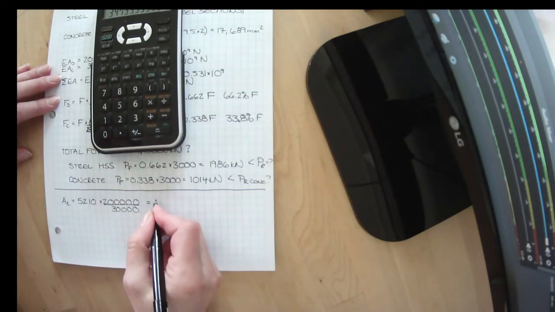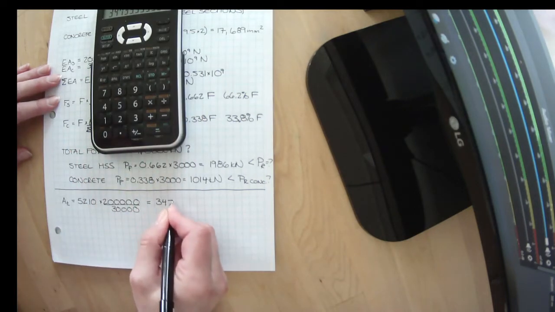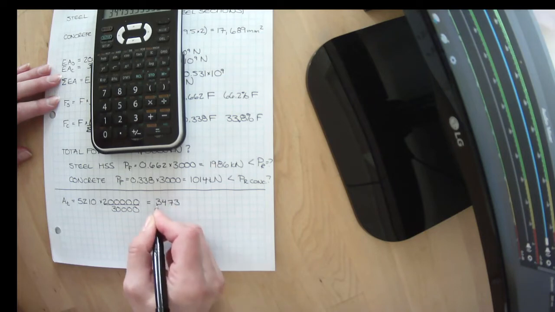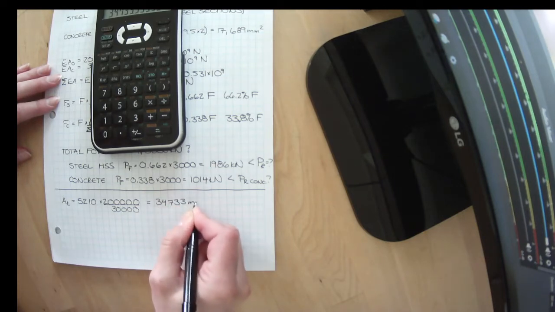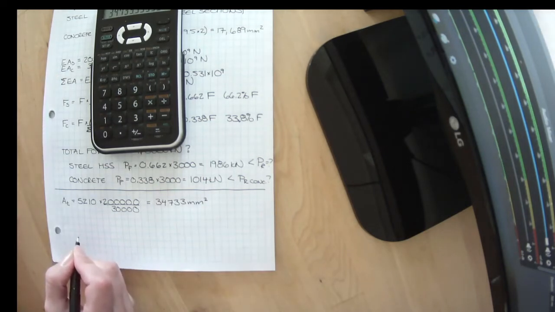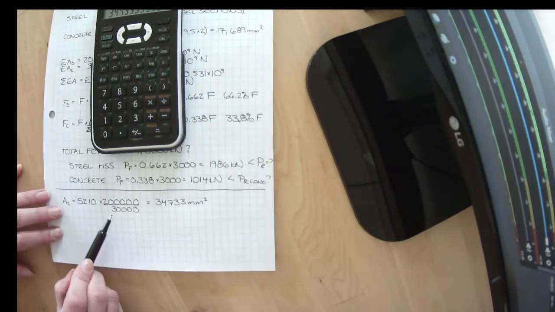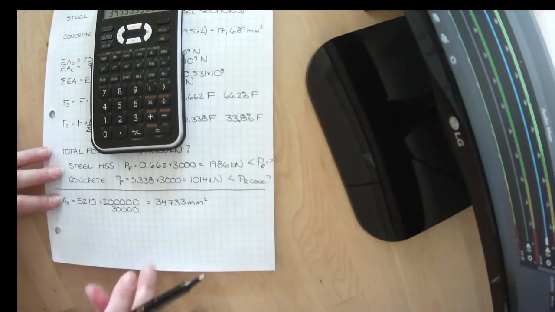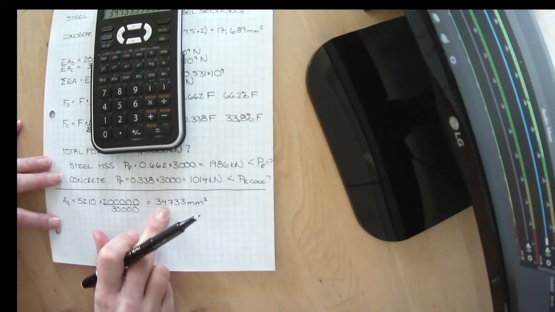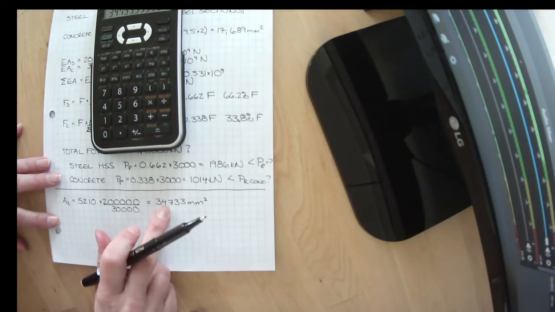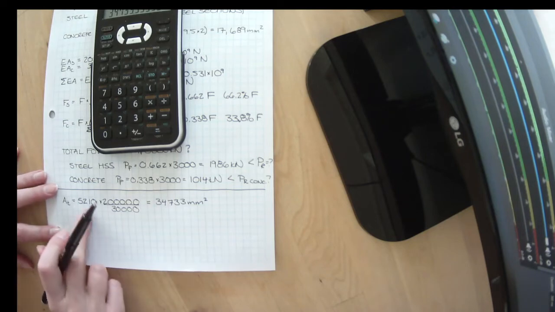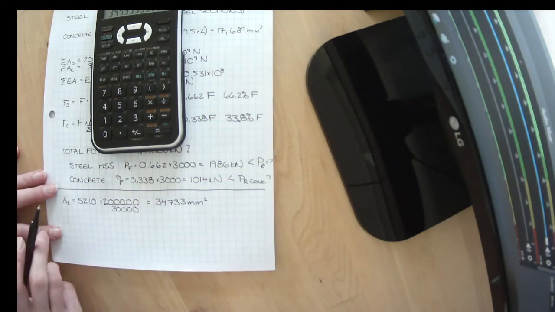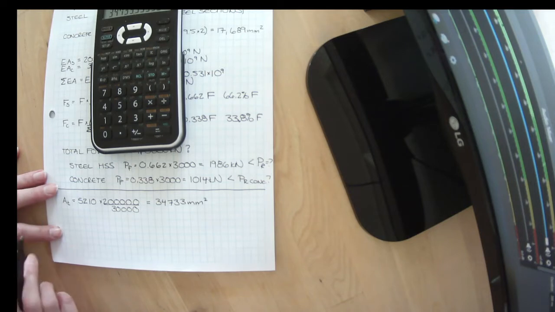We would need an area of steel of 34,733 millimeters squared. So if we pretended that the E of our steel was only 30,000 MPa, and we need the total EA of our entire system to stay the same, we would need an area of 34,733 millimeters squared of concrete to replace the 5,210 millimeters squared of steel.